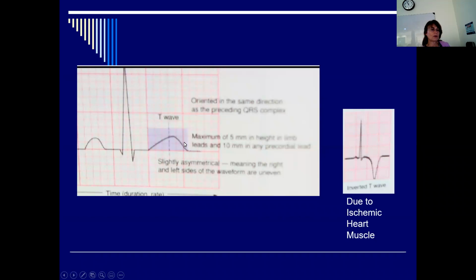So here's a normal T wave and then an inverted T wave. And why would it be inverted? It's because of muscle damage, potassium leaks, and that's what causes the upside down or inverted look.